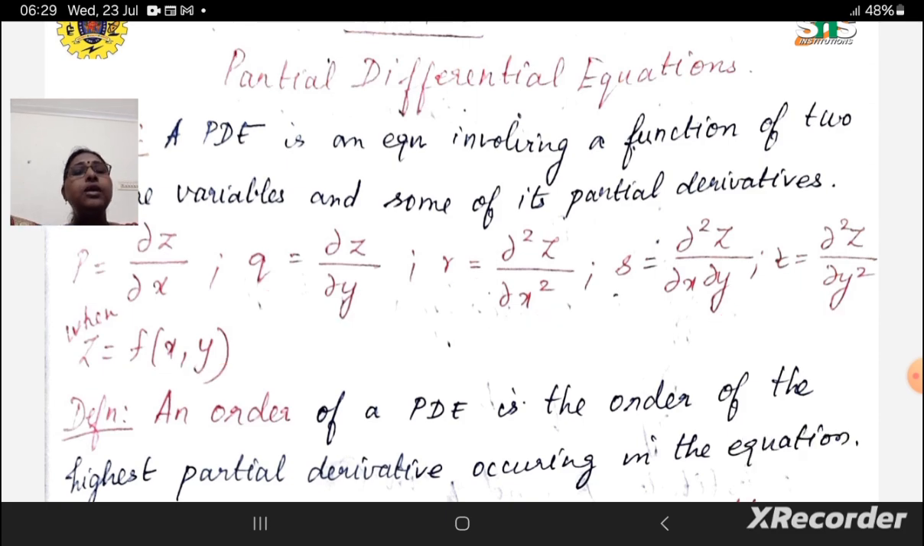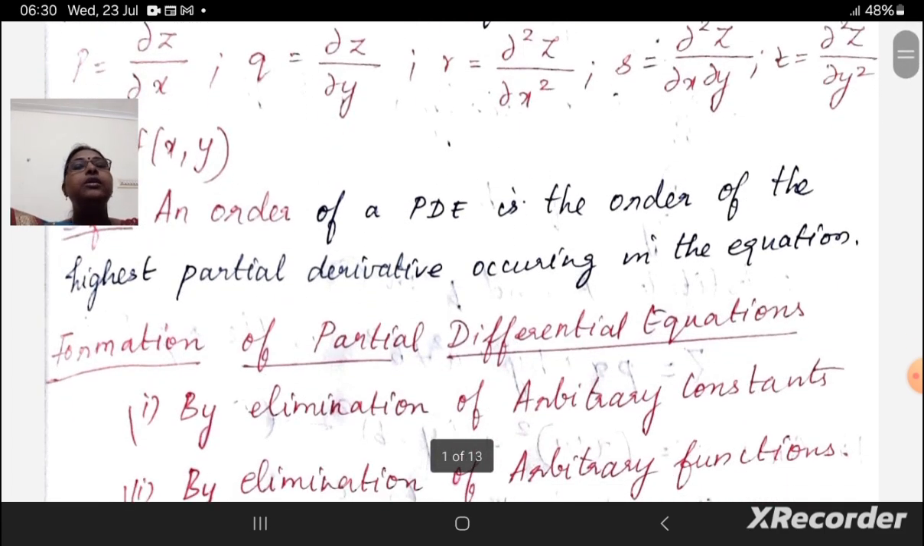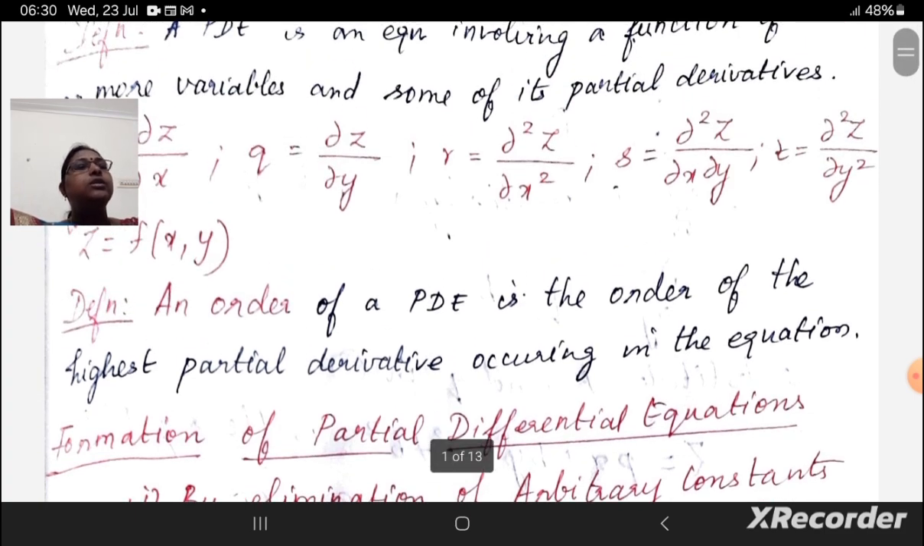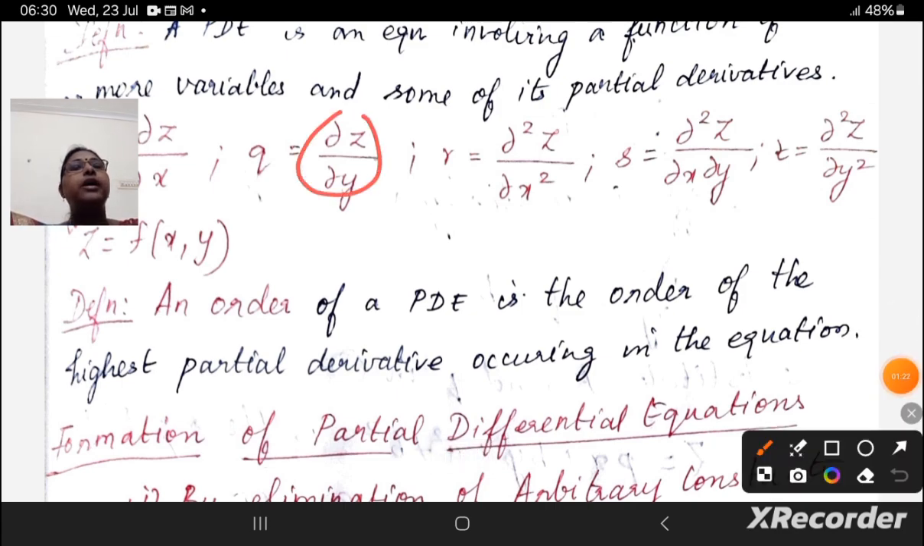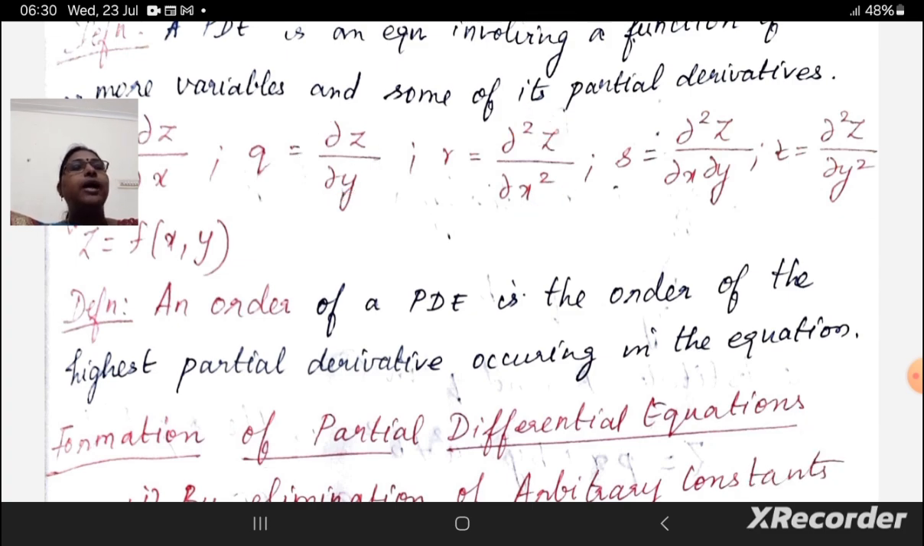Next, the definition of order. The order of a partial differential equation is the order of the highest partial derivative occurring in the equation. In each equation you want to check the order, that is, the highest derivative. Here for this one the highest is 1 and here the highest is 2. So for this the order is 1 and for this the order is 2. Like this you want to calculate.